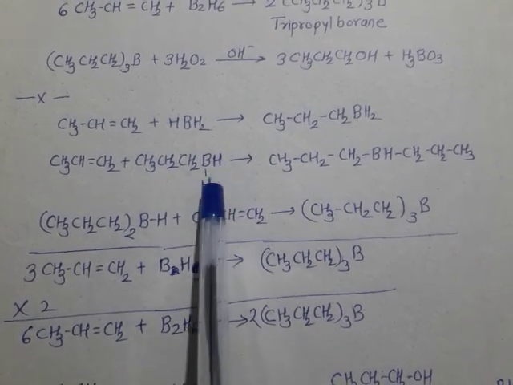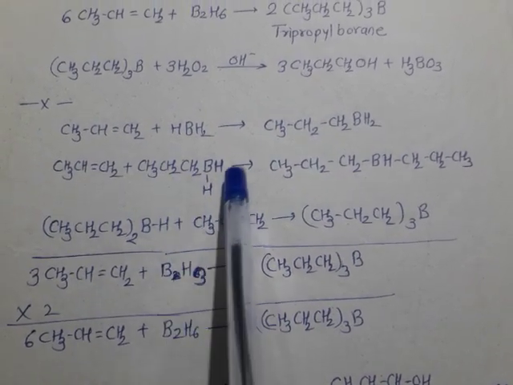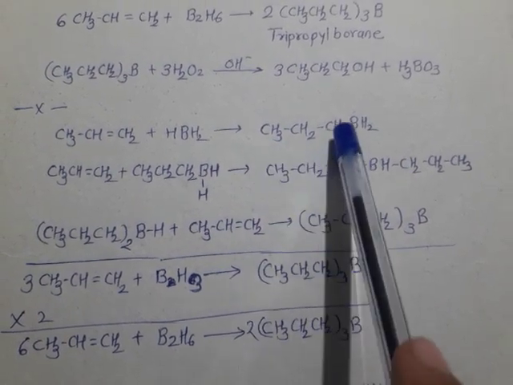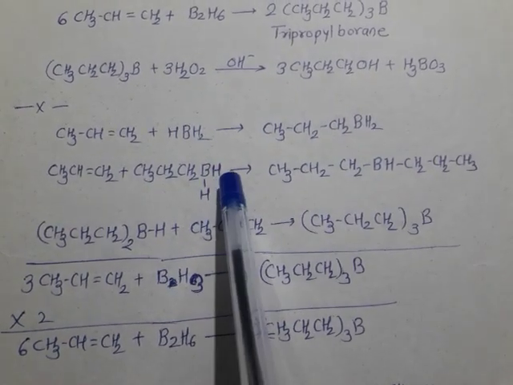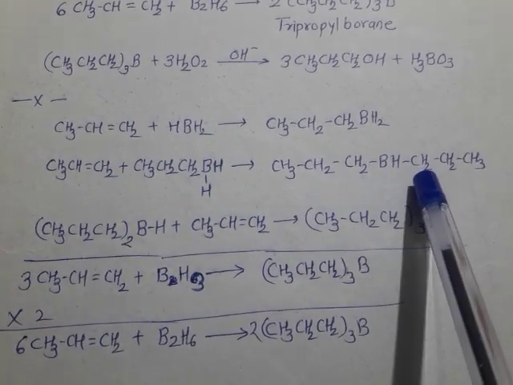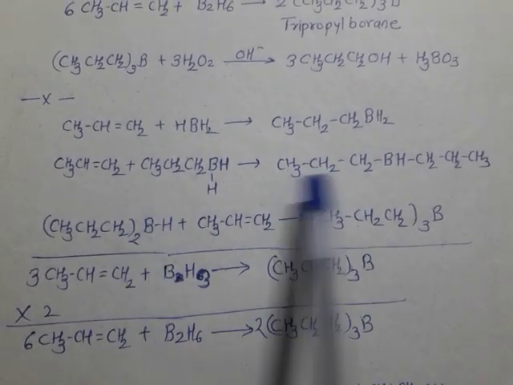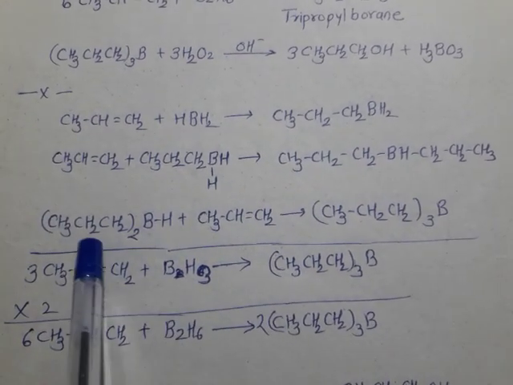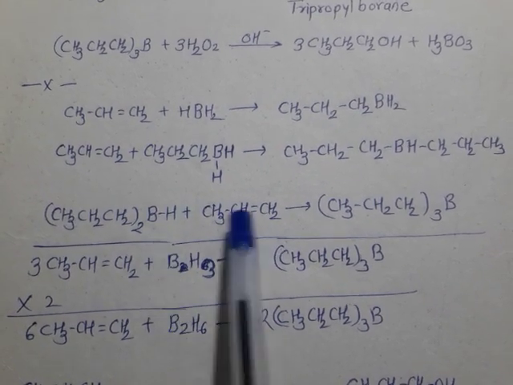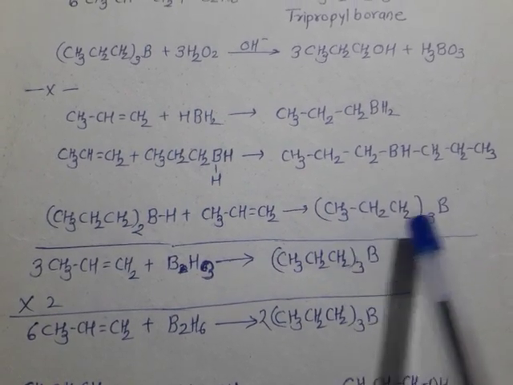Again, in BH2 there are two hydrogens. One goes to the middle carbon and the rest of the group goes to the end carbon. So we get CH3, CH2, CH2, and this group was already there. BH, because one hydrogen has gone to the middle carbon and this B goes to the end carbon. So we get CH2, CH2, CH3. This can be written this way: BH attached to two propyl groups. These two propyl groups and BH again react with one propene molecule, and H goes to the middle carbon and boron goes to the end carbon. So we get tripropyl borane.